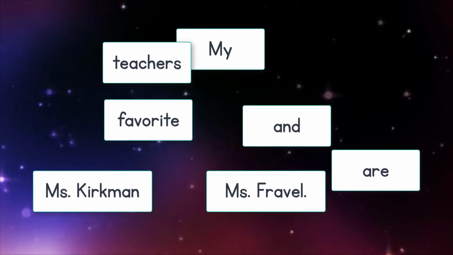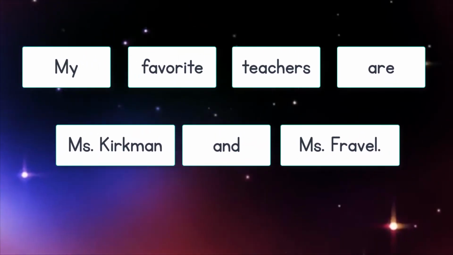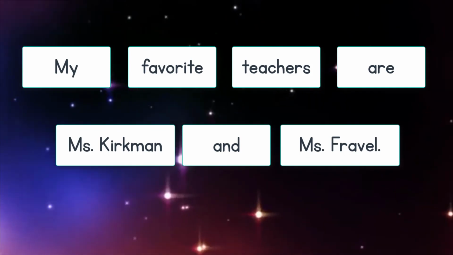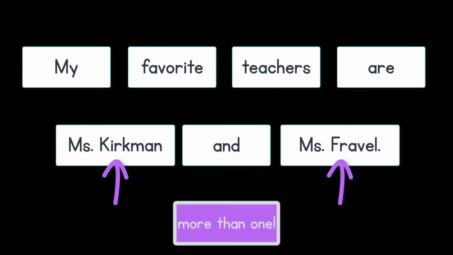Alright, this sentence should be, my favorite teachers are Miss Kirkman and Miss Fravel. And you have two clues to tell you whether you're going to use is or are, and that's Miss Kirkman and Miss Fravel. There's more than one name. And the word teachers has an S at the end, which also tells you that it's more than one. So we would use are. My favorite teachers are Miss Kirkman and Miss Fravel.